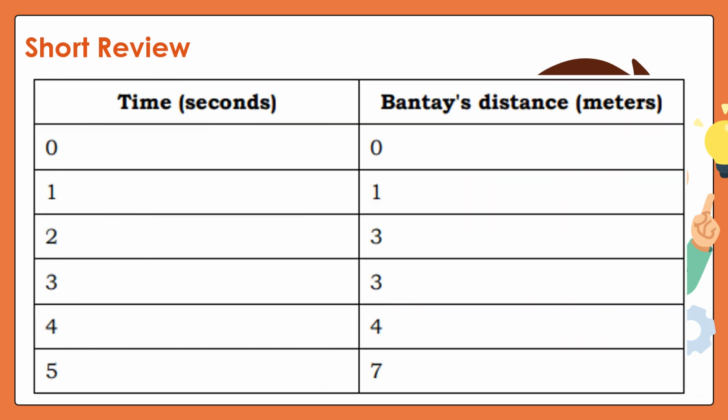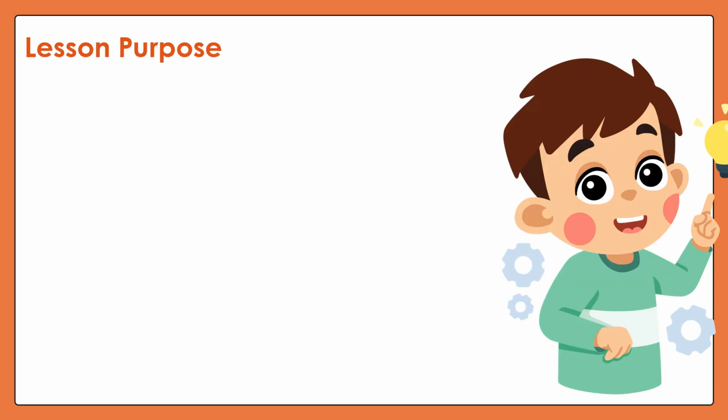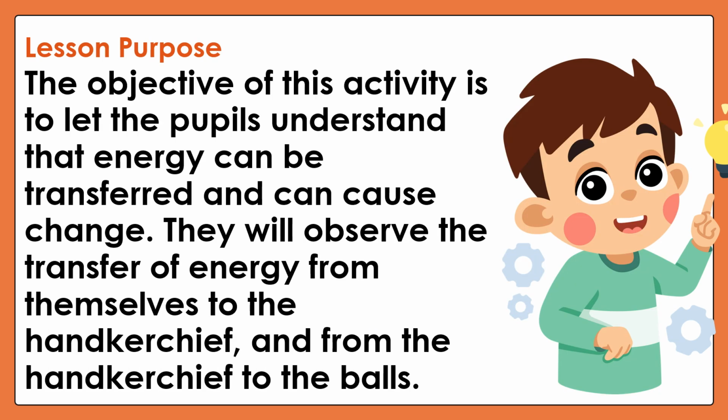Let's try to look at the table. We have first column, time in seconds, and second column, Bantay's distance in meters. Lesson purpose. The objective of this activity is to let the pupils understand that energy can be transferred and can cause change. They will observe the transfer of energy from themselves to the handkerchief, and from the handkerchief to the balls.